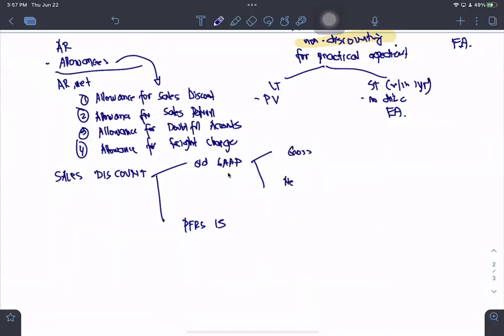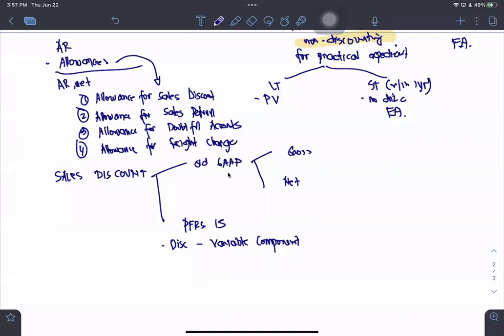Under old GAAP, what you have learned before is that you can recognize it at gross or at net. But under PFRS 15, the discount is treated as a variable component. Before we proceed further on PFRS 15 accounting for sales discount, let's start first with the accounting of sales discount under the old GAAP using gross and net.